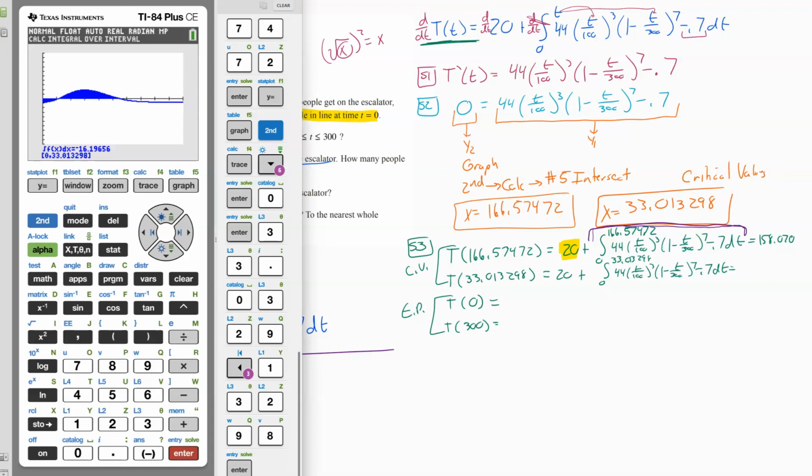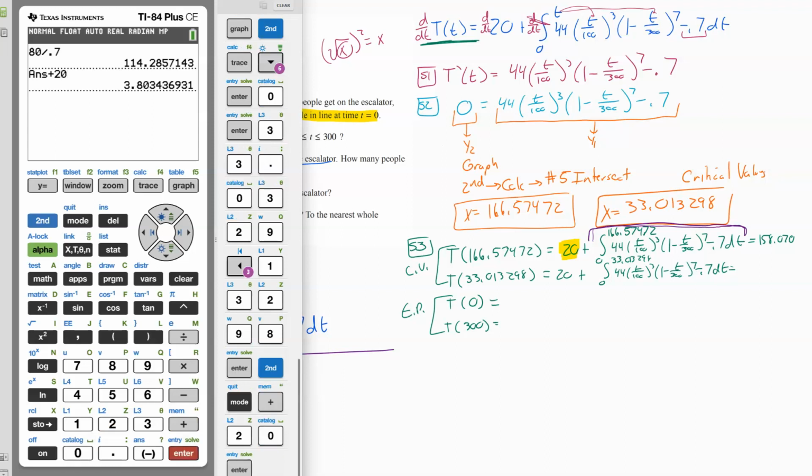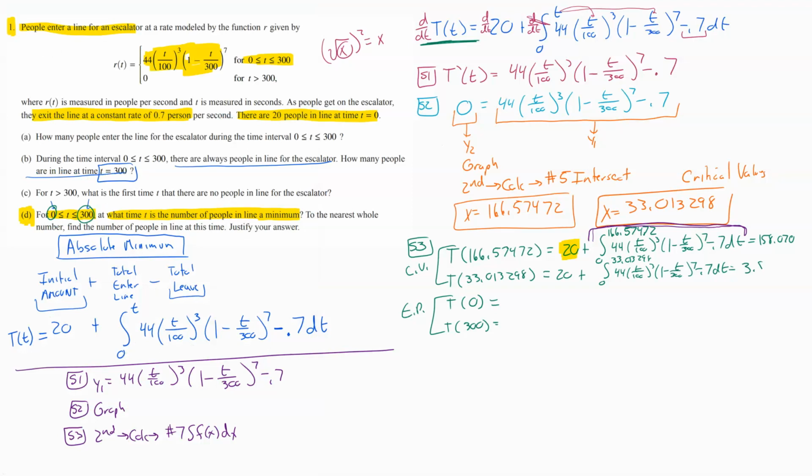So if you want to, you can write it down. The other thing you can do is that is the stored answer in our calculator right now. So if I go back out to the home screen, that integral answer is our answer, and we just add 20 to it. And that's going to get us 3.803. And now we come through and do the last piece.